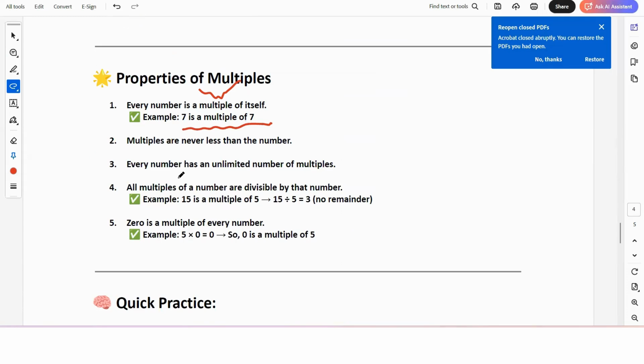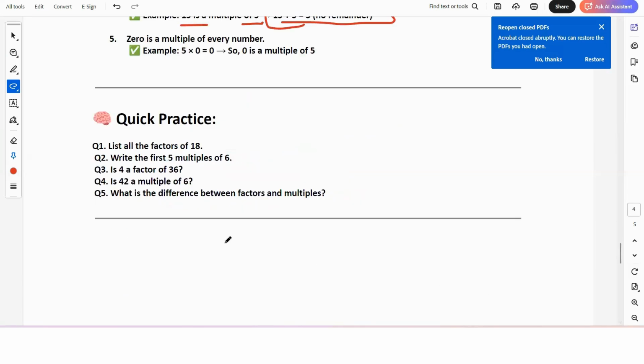And every number has an unlimited number of multiples, because there is no ending of numbers. Then 50 is a multiple of 5, because there is no remainder; the remainder is always 0. And 0 is a multiple of every number, because if you multiply by 0, the result will always be 0.